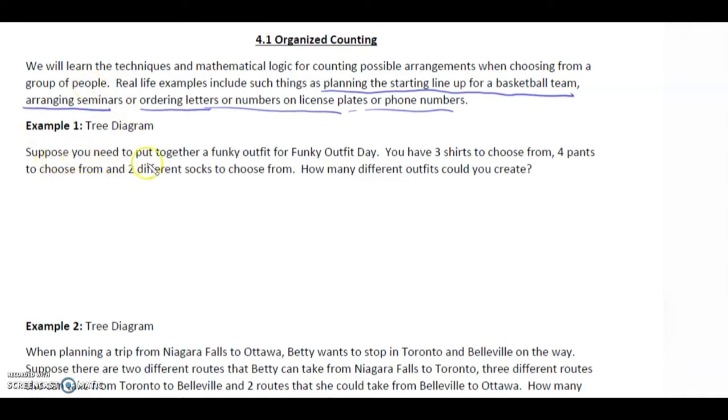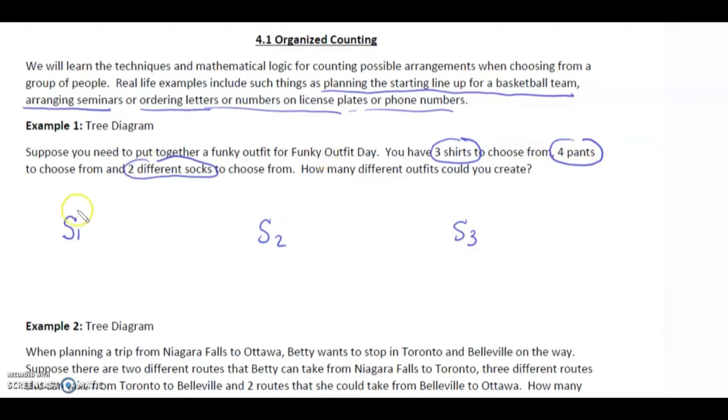Suppose you need to put together a funky outfit for Funky Outfit Day. You have 3 shirts to choose from, 4 pants to choose from, and 2 different socks to choose from. How many different outfits could you create? We're going to start with the 3 shirts. You can choose shirt 1 to wear, shirt 2, or shirt 3.